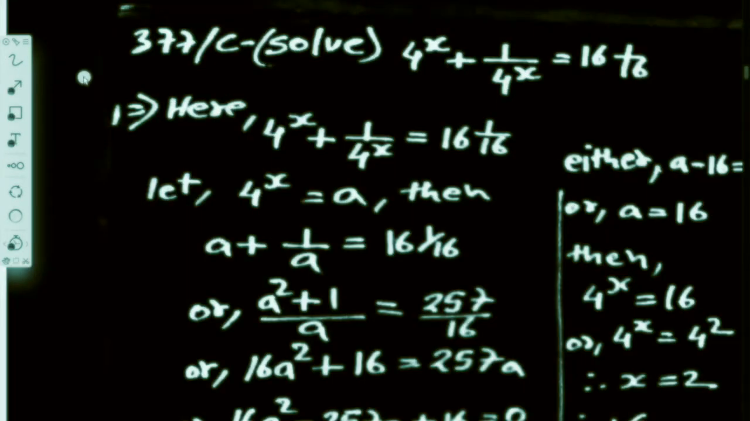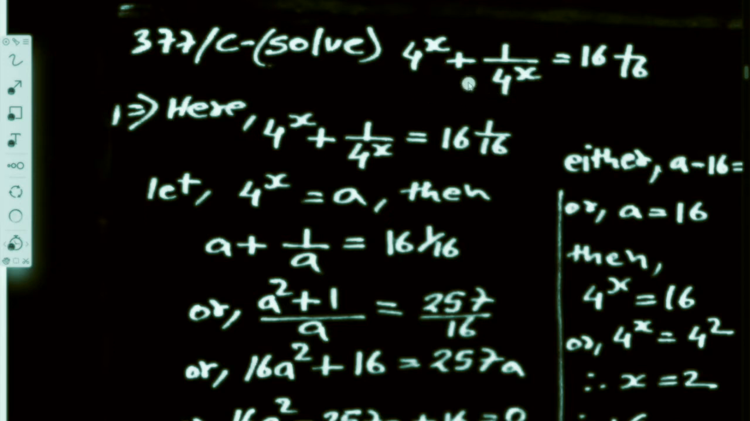Problem number 377 by C. Here the problem is given for us to solve. So this is our equation. Now from this equation we have to find the value of x. Here x is given in the power, so we have to find the value of x.